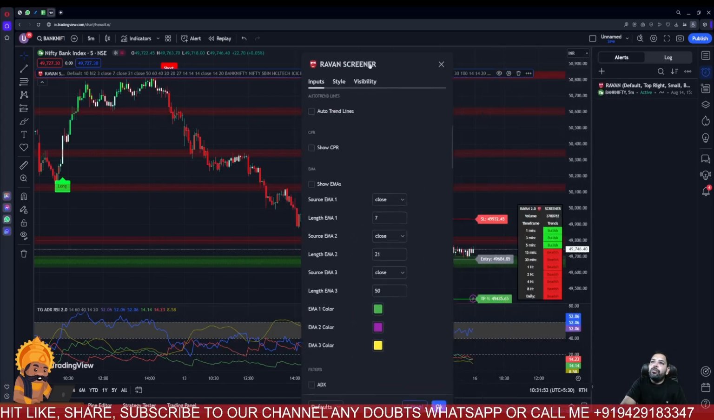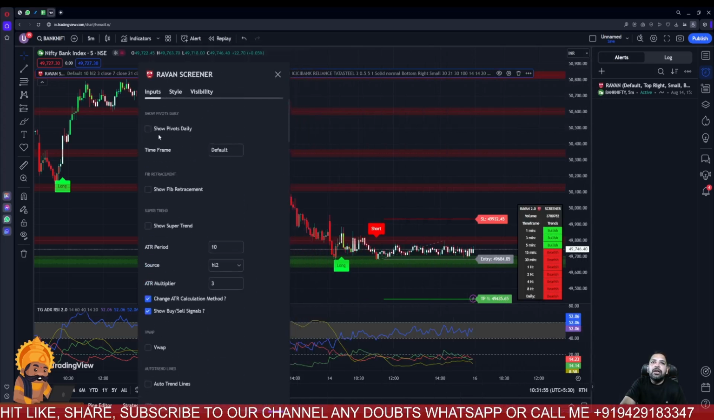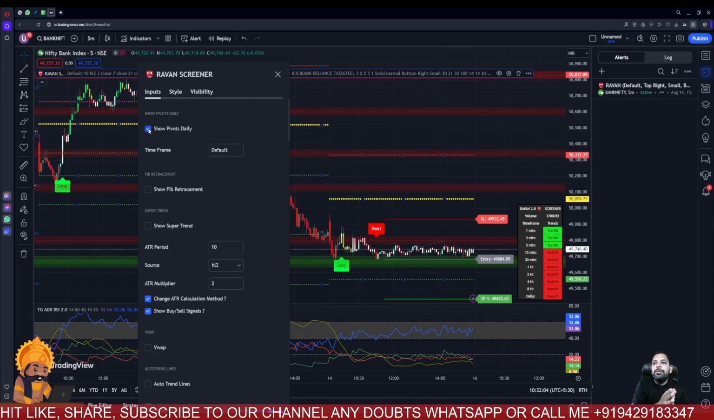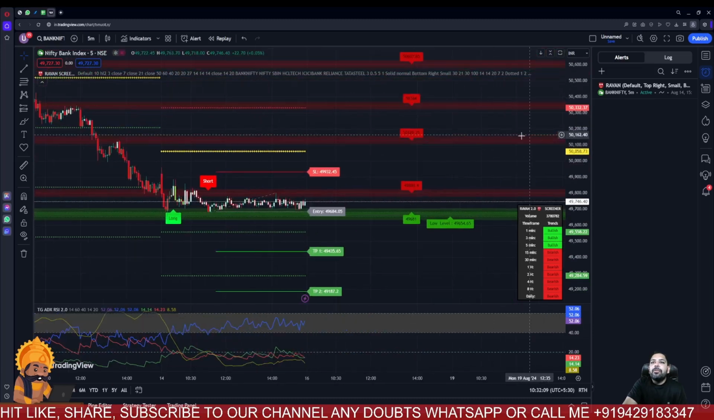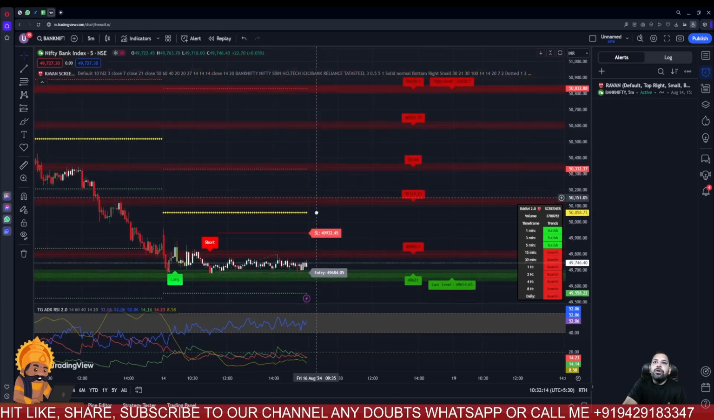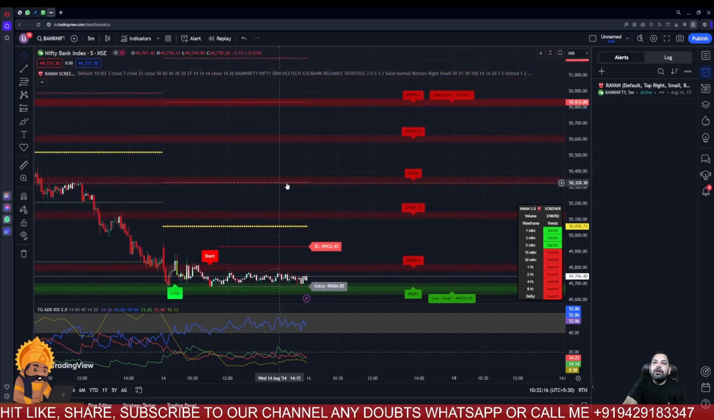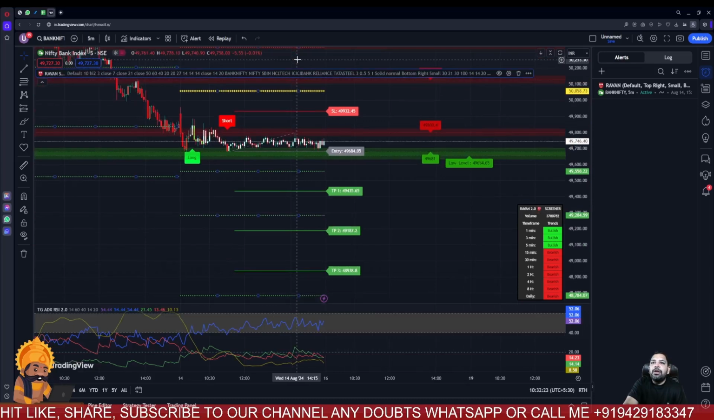Now the first feature you can see here is show pivot points daily. Once you click on this option, the standard pivot points will be presented on the chart. You can see this yellow dotted line, that is the pivot point center. You will get first resistance, second resistance, and third resistance. These are the resistance points of the pivot points. Similarly downwards, you will find 1, 2, and 3 support lines.